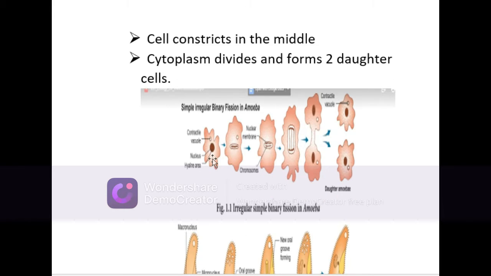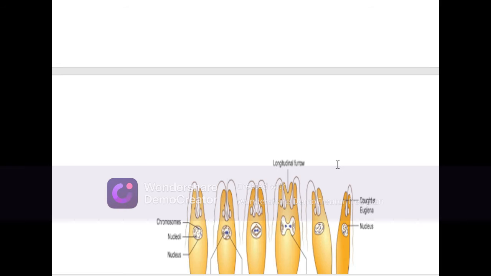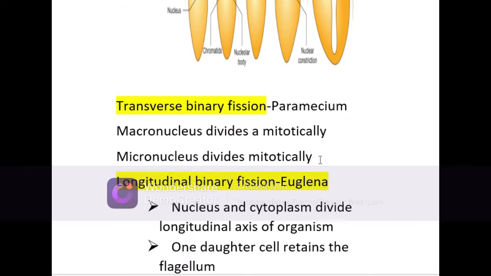This is amoeba. If you see the picture, first this is the contractile vacuole and here the nucleus is drawn. Contractile vacuole slowly disappears and again this nucleus divides mitotically, spindle fibers are seen, constriction takes place in the middle, 2 daughter amoeba are formed. Next is longitudinal binary fission and transverse binary fission is here.